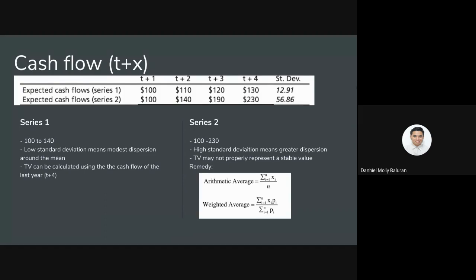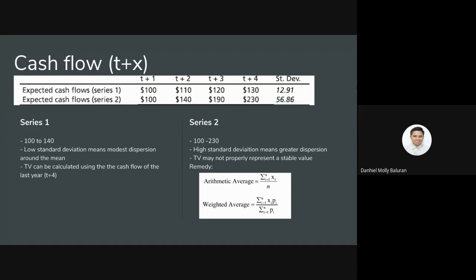So the first variable is the cash flow T plus X. So in here, we have two examples of expected cash flows, Series 1 and Series 2. As you can see here, Series 1 has, let's say, a linear increase, like 100 to 110 to 120, 130, di ba? Plus 10, plus 10, plus 10 lang. While your Series 2 has varied increase, like plus 14, plus 15 na sad. However, it has a higher increase in the end. So in Series 1, again, 100 to 140. While in Series 2, it's 100 to 230. So without solving, you can already see na what series is inconsistent.